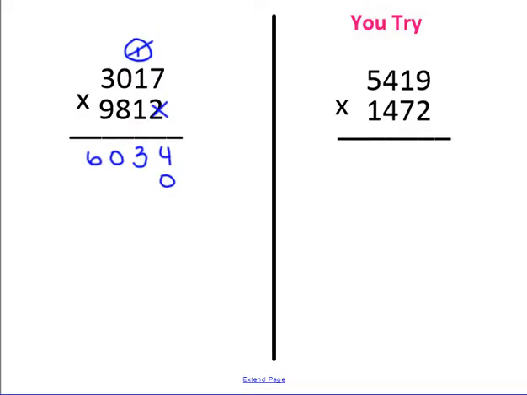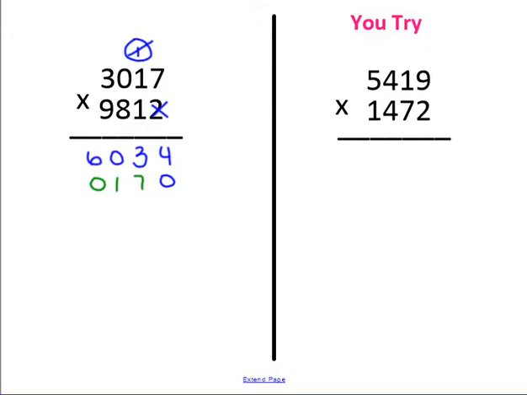Now I'm going to move on to the 1. 1 times 7 is 7. 1 times 1 is 1. 1 times 0 is 0. 1 times 3 is 3. I'm done with the 1, and I'm going to add 2 placeholders.